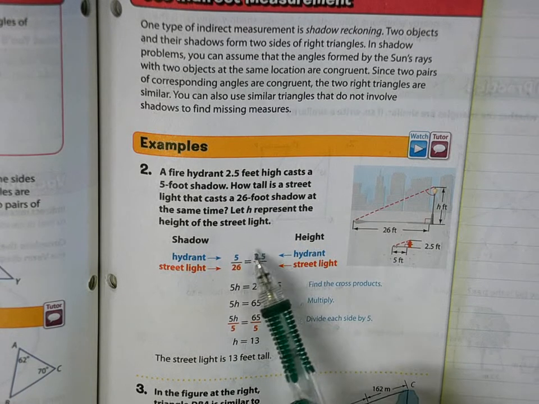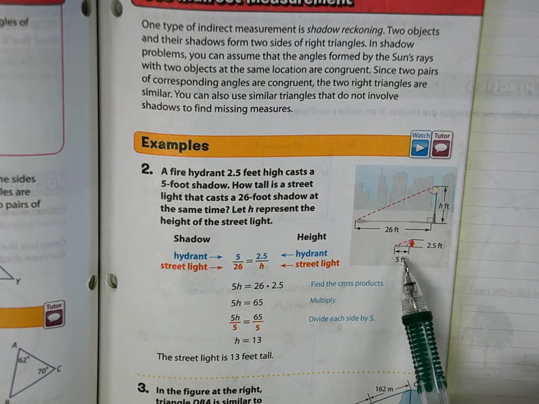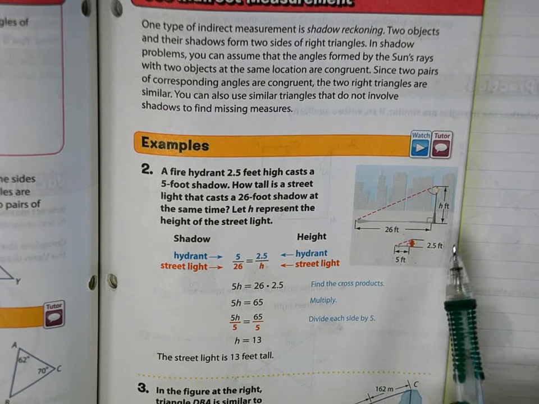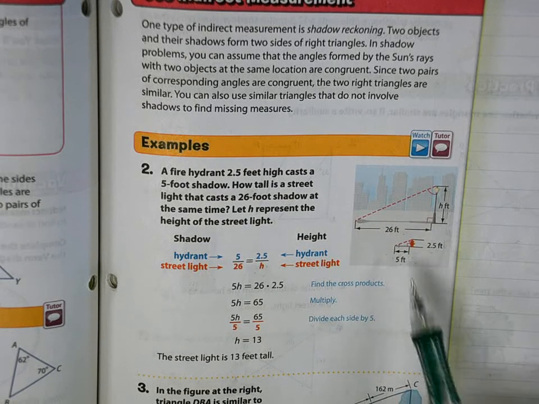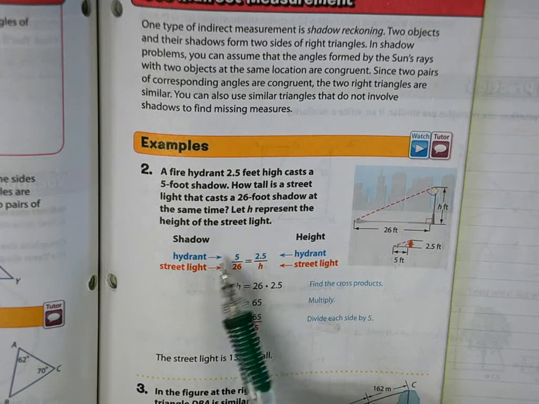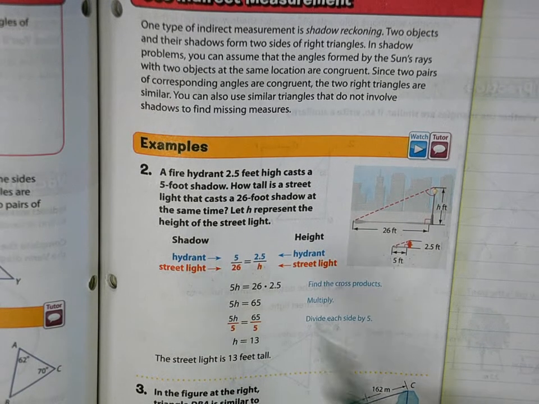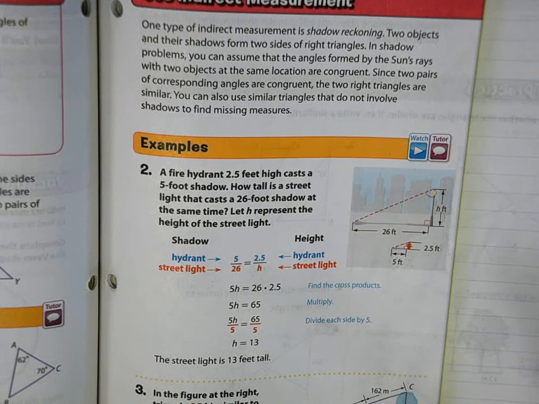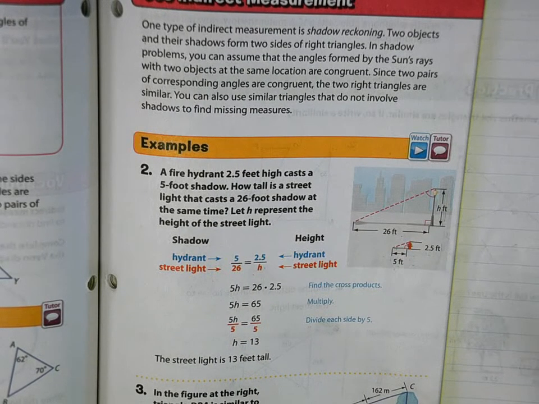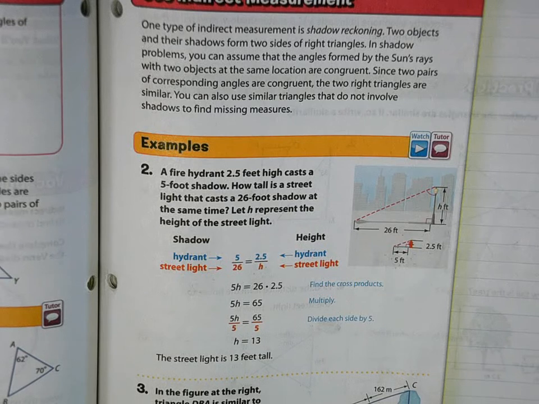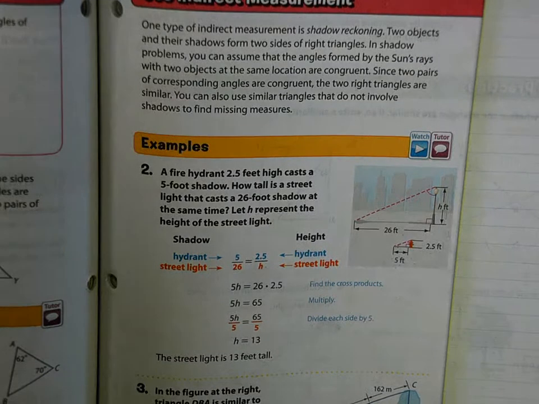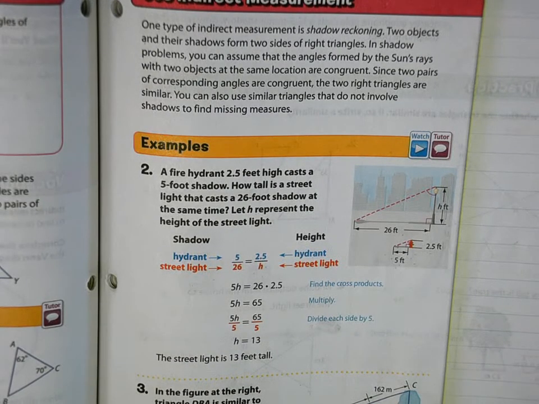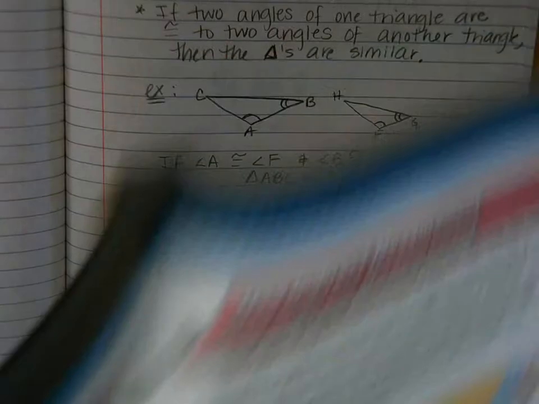When you set it up, you want to make sure you're setting it up correctly. If we're going base to base or shadow to shadow, then we do height to height. But it has to go in the same order. See how they have hydrant on the top, street light on the bottom? Could you put street light on the top and hydrant on the bottom and get the same answer? Yes. It doesn't matter if you did smaller number over bigger number or bigger number over smaller number, as long as you keep the same order. We're going to do quite a few of these types of problems. All right, so that's that one.